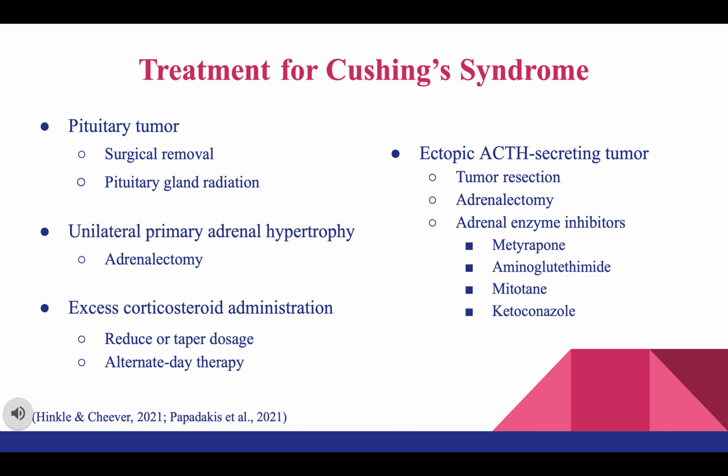When the syndrome is caused by an ectopic ACTH secreting tumor, it may be surgically resected, or in some cases, adrenalectomy may be performed laparoscopically. Adrenal enzyme inhibitors are used to treat hyperadrenalism caused by an ectopic ACTH secreting tumor that cannot be removed. Some adrenal enzyme inhibitors commonly used are metirapone, aminoglutethimide, mitotane, and ketoconazole.